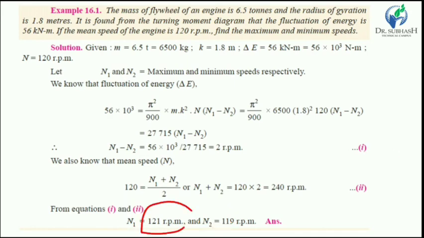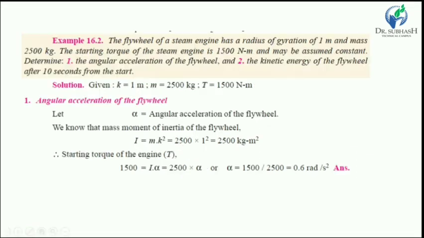N1 value is 121 rpm and n2 is 119 rpm. Okay, I hope you understand how to solve the example. Let's take the other example.